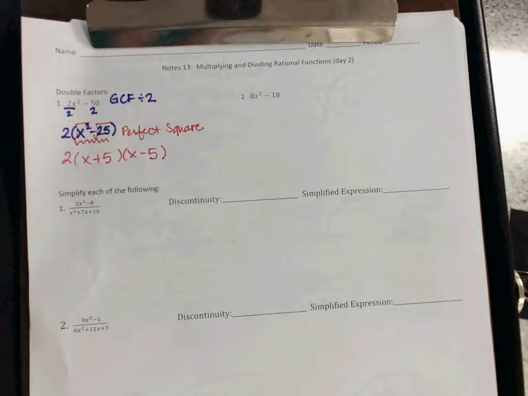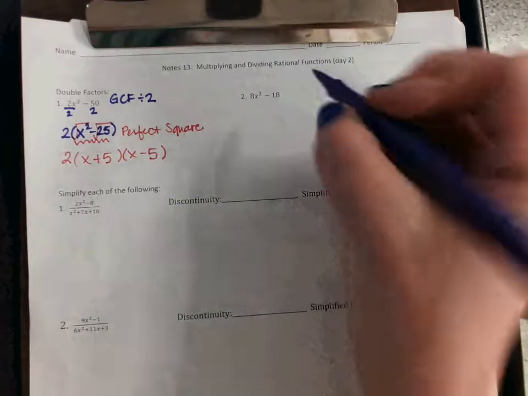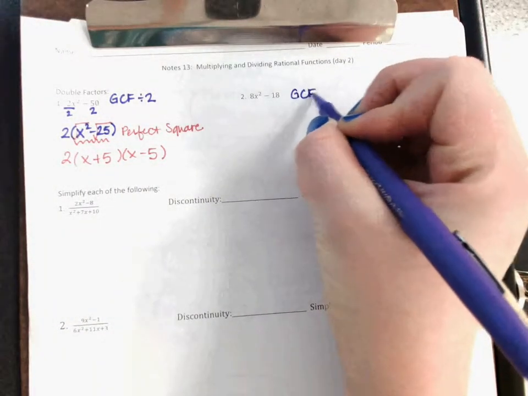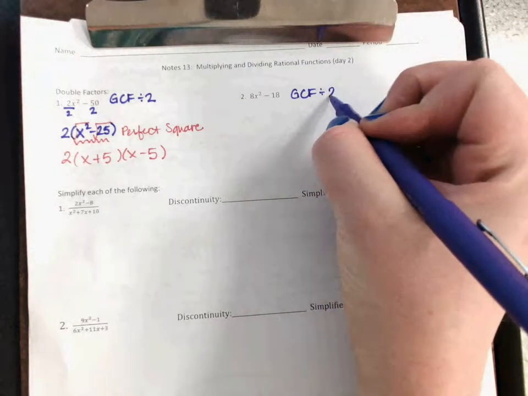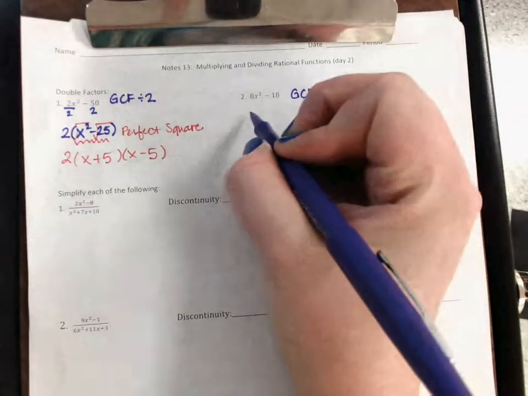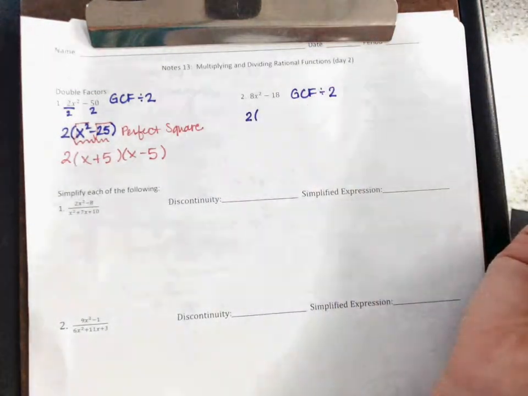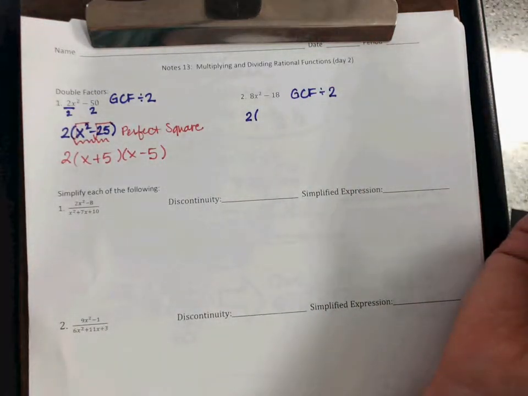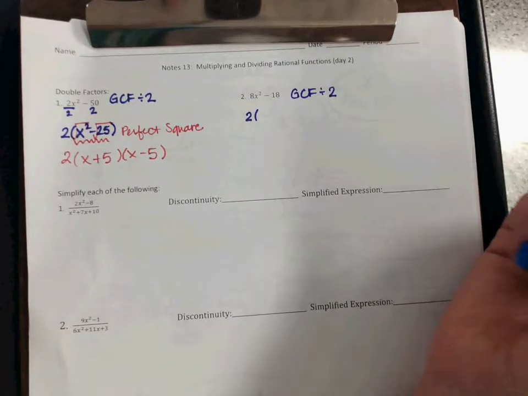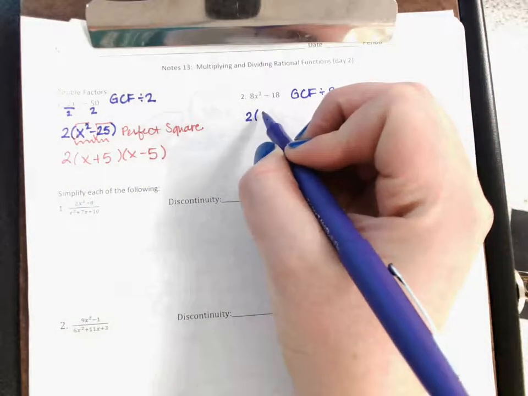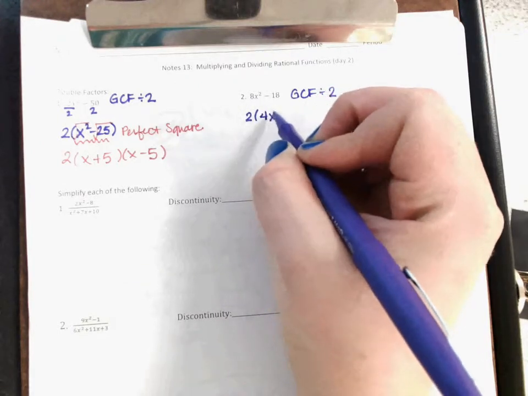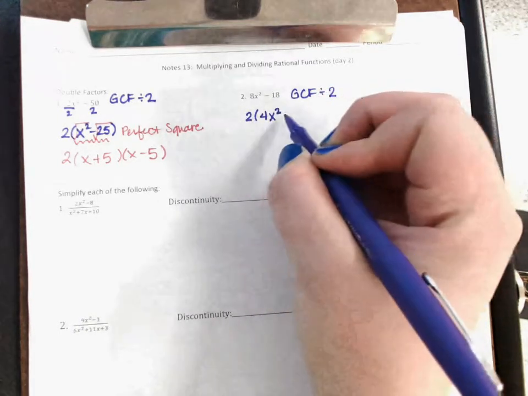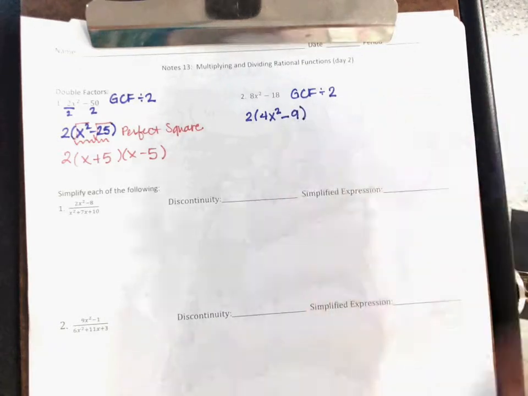Take a look at number 2. What can both of those divide by? They're both even, right? So they can both divide by 2. My 2 is going to come out to the front. And then 8 divided by 2 leaves me with a what there? 8 divided by 2 is 4x squared. And then 18 divided by 2 is minus 9.